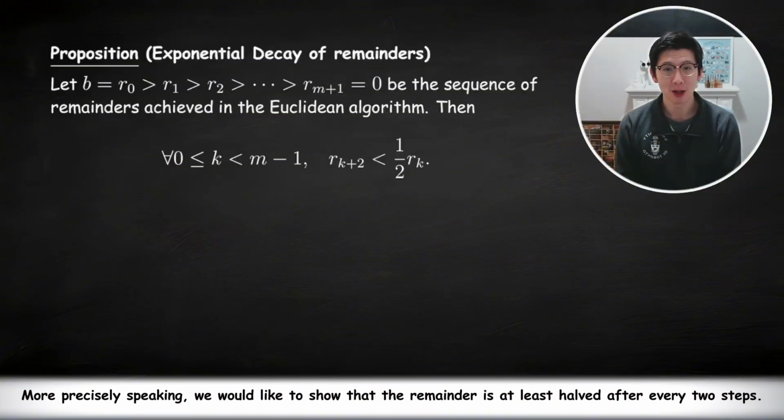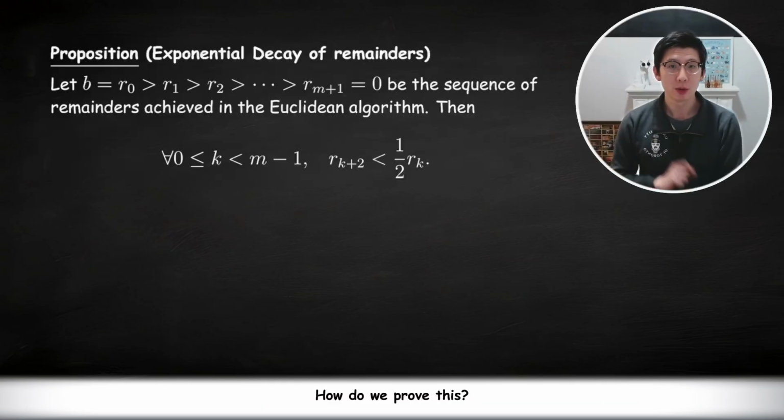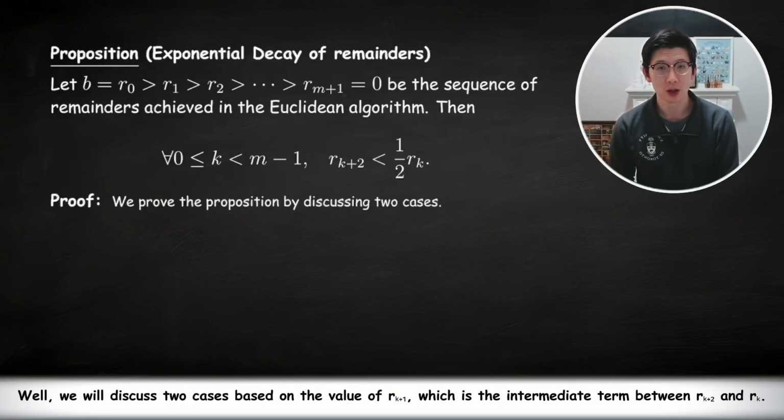More precisely speaking, we would like to show that the remainder is at least halved after every 2 steps. How do we prove this? Well, we will discuss 2 cases based on the value of r_{k+1}, which is the intermediate term between r_{k+2} and r_k.